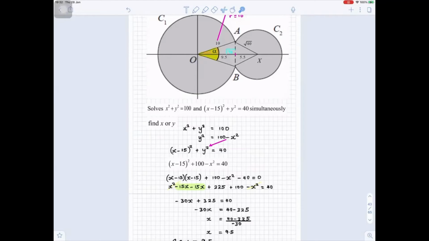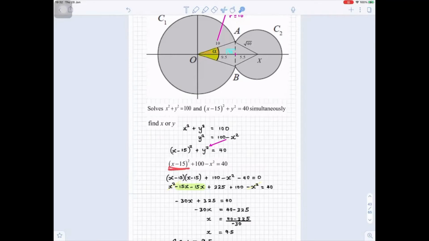So we have the first circle, x squared plus y squared equals 100. We'll rearrange it to make y squared the subject. Take the x squared to the right hand side, so y squared is 100 minus x squared. Now we substitute that y squared into the second equation of the circle. So you get x minus 15 all squared plus, instead of y squared, 100 minus x squared, equals 40. We need to solve this for x.